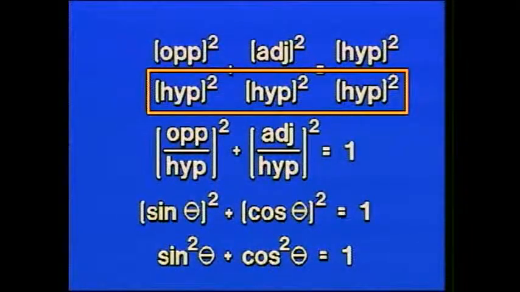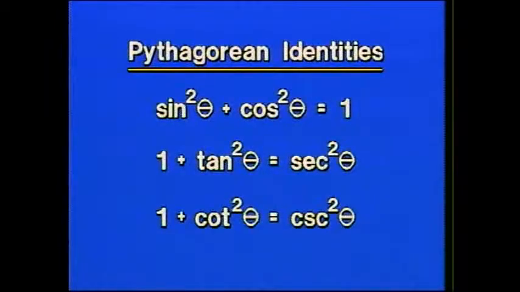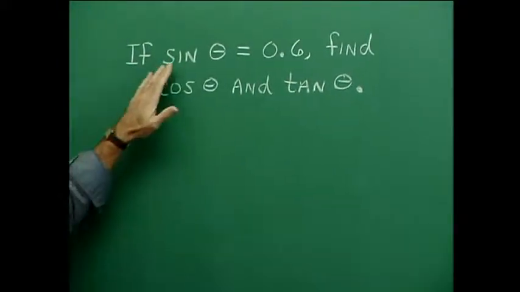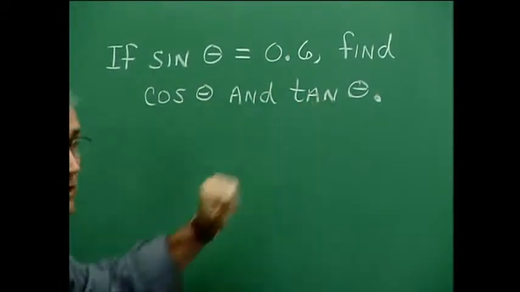If we had divided through by adjacent squared or opposite squared, we would have verified one of the other Pythagorean identities. Let's use identities to solve this problem. It says, if sine theta is equal to 6/10, find cosine theta and tangent theta.